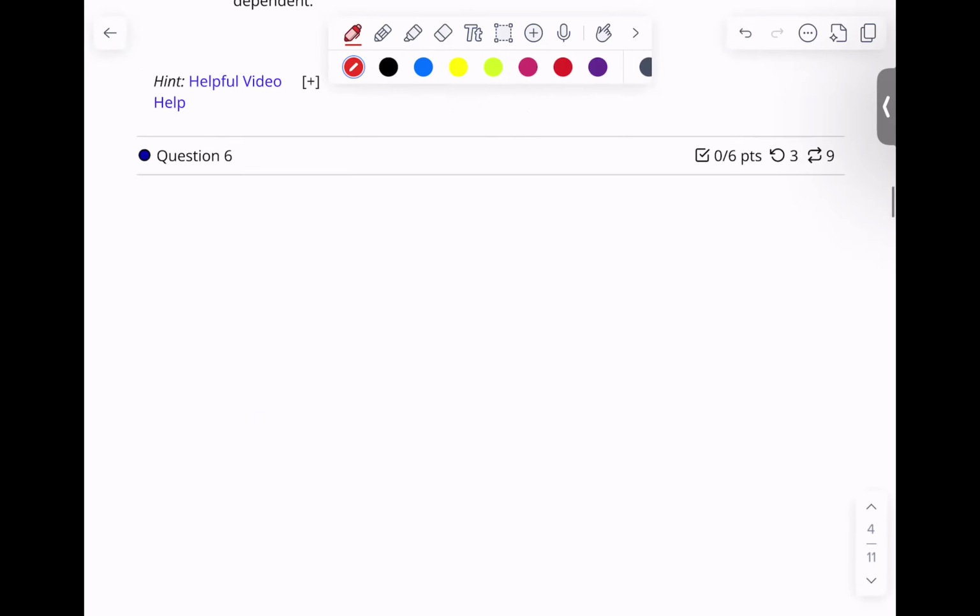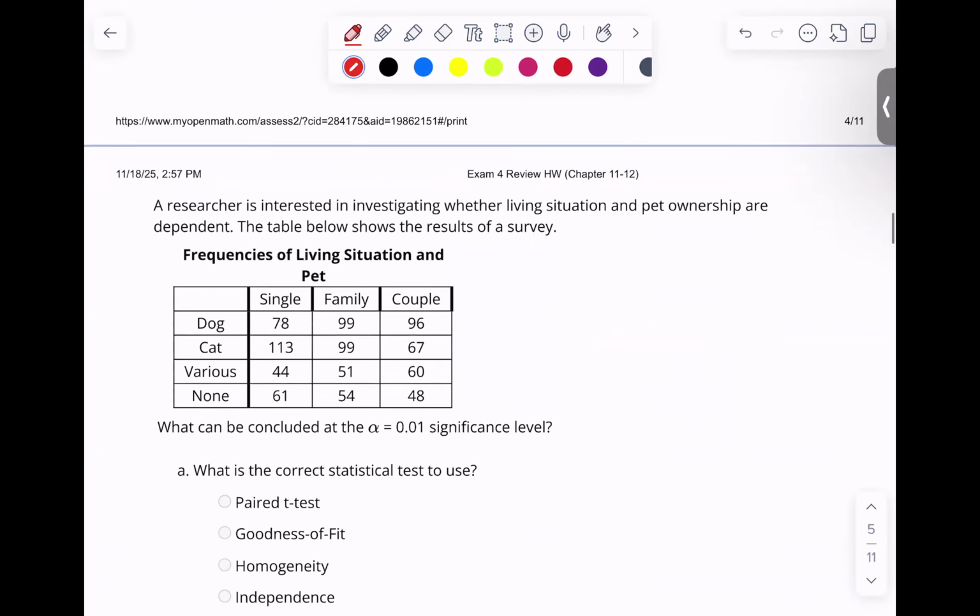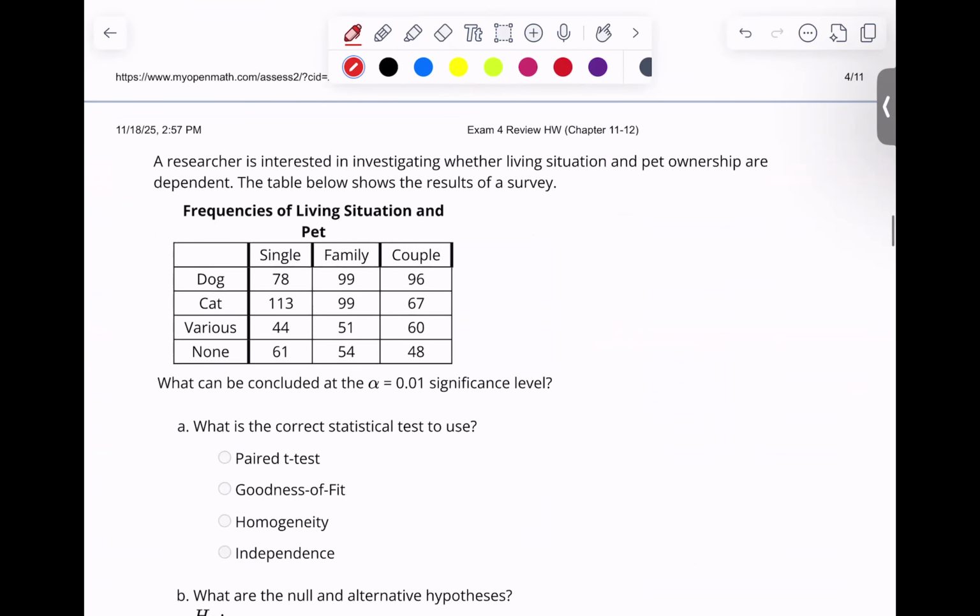Okay, problem 6. Another one. A researcher is interested in investigating whether living situation and pet ownership are dependent. The table below shows the results of a survey. So again, I need to add the rows and the columns. So this is 273, 279, 155, and 163. And then we got 296 for that first column, 303 for the second column, and 271.